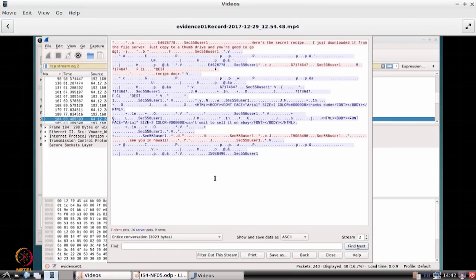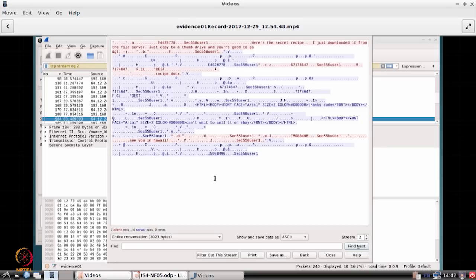And then thereafter there is something like recipe.docx, you see, and then there is another thing that comes. If you look at this, I can't wait to sell it on eBay, and then there is this, see you in Hawaii. And if you look at the color code, you can see that the red color is something that has happened between the current person at 192.168.1.158 and the other person now.